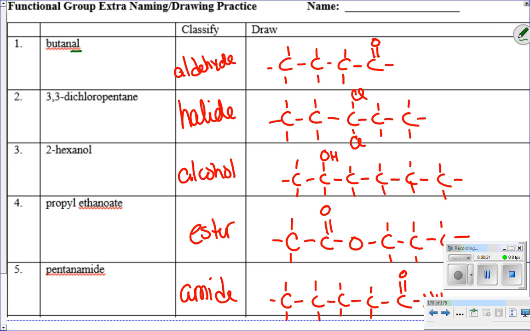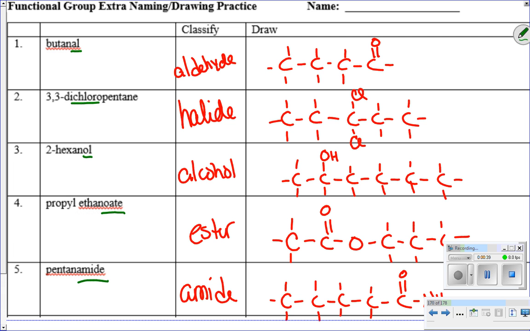The AL ending is what allows me to identify this as an aldehyde. The chloro in this name allows me to identify that as a halide. OL allows me to identify that as an alcohol. OATE is an ester, and amides are amides.